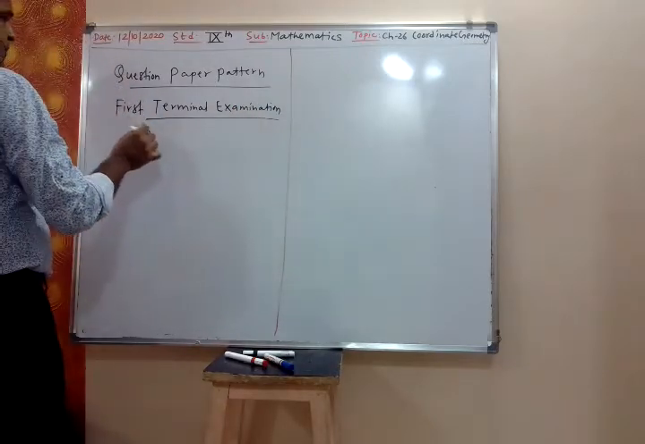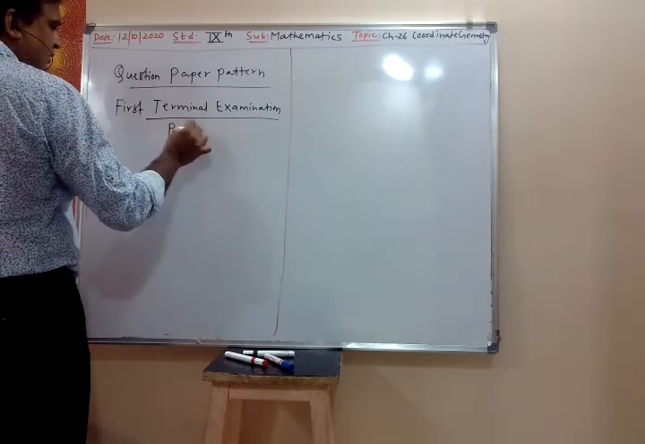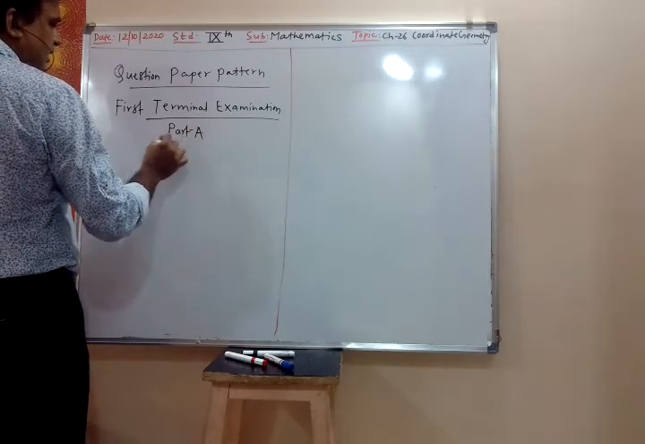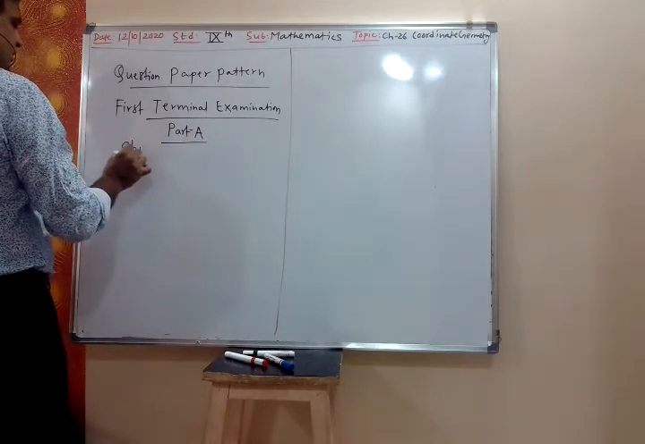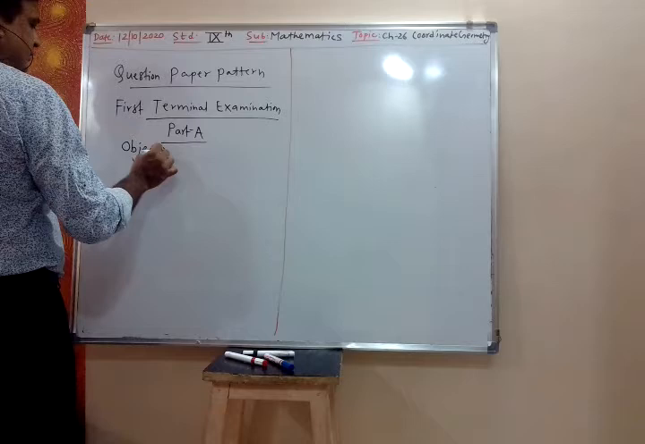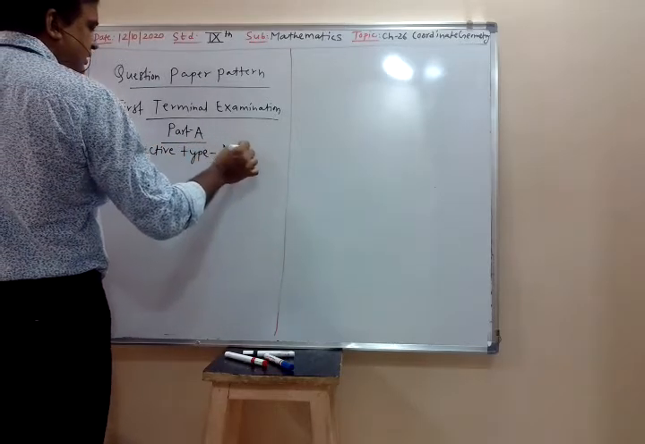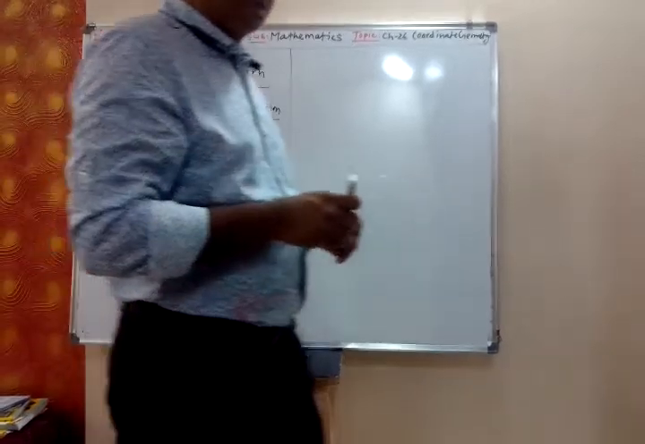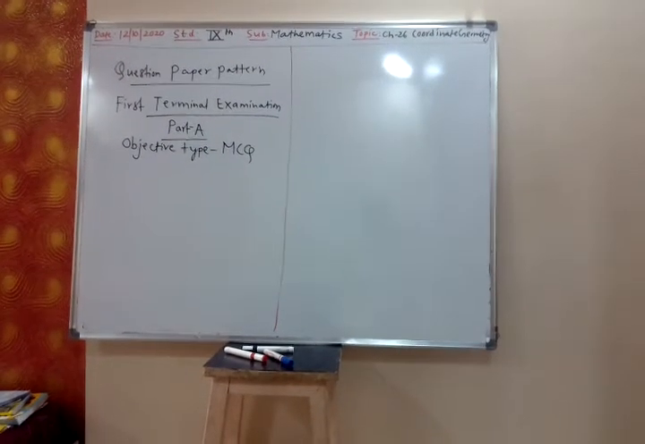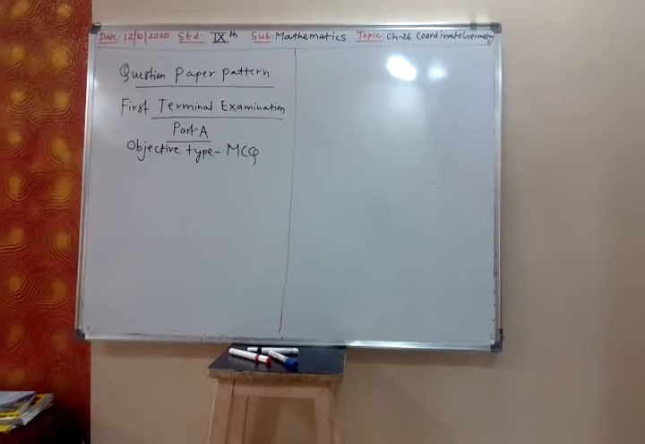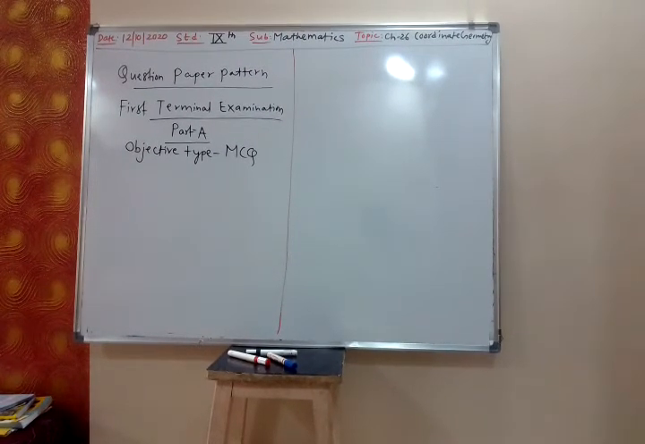Now there will be two parts. Part A will be completely objective type, or you can say multiple choice questions. Four options will be given for each question, and for each question you will be given four options in the answer.